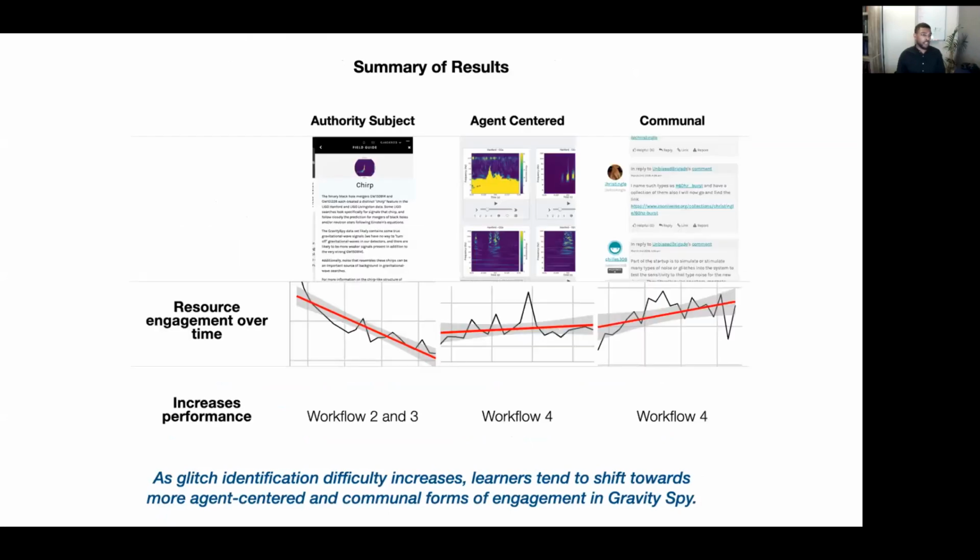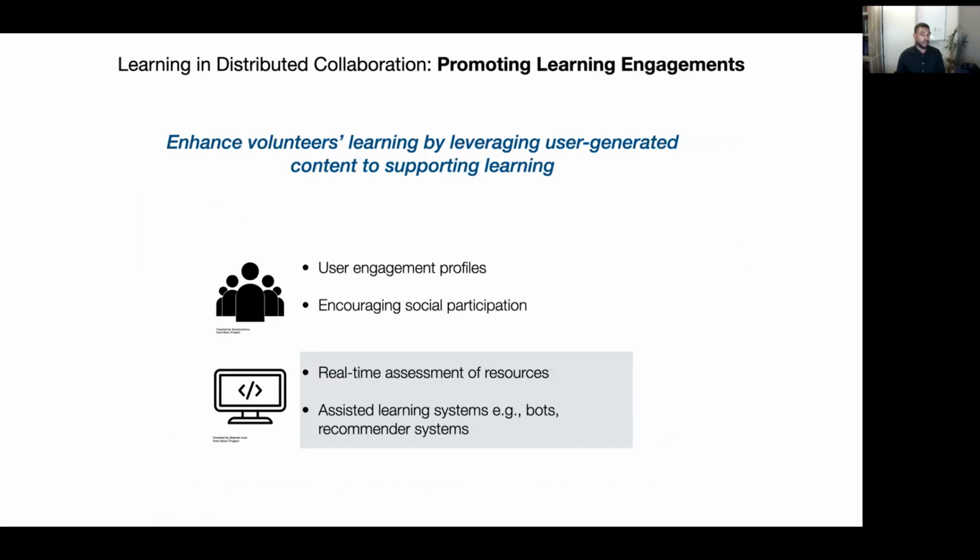And so the summary here is that as glitch identification difficulty increases, learners tend to shift towards more agent-centered and communal forms of engagement in Gravity Spy. So given these results, we suggest enhancing participants' learning by leveraging user-generated content to support participant learning.